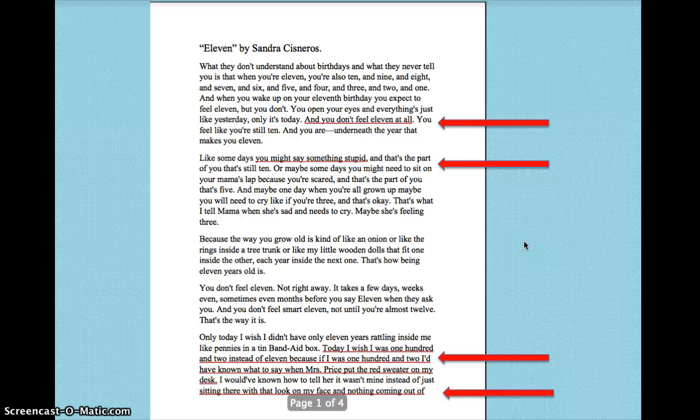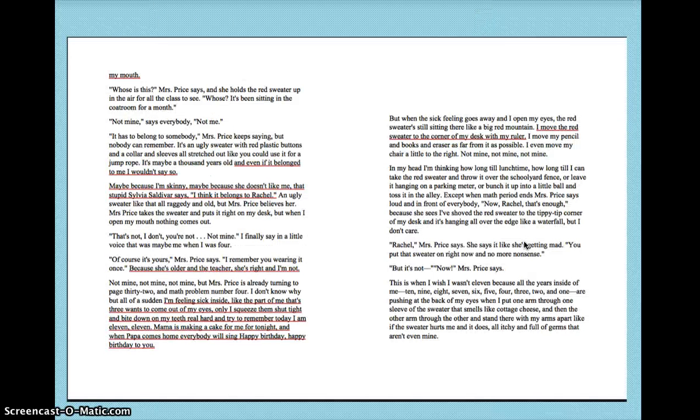Here's one more. "Sitting there with that look on my face and nothing coming out of my mouth." I think the author included this because it gives us more information about how Rachel is just feeling overwhelmed and unable to speak for herself, and she feels out of control of the situation. That seems to be an overall theme, so maybe I truly am getting at the author's purpose for this story. Let's take a look at another section.